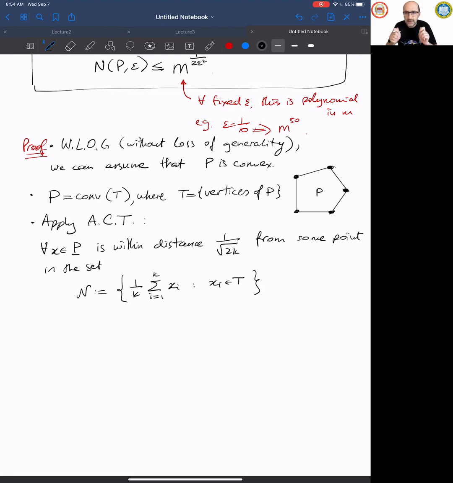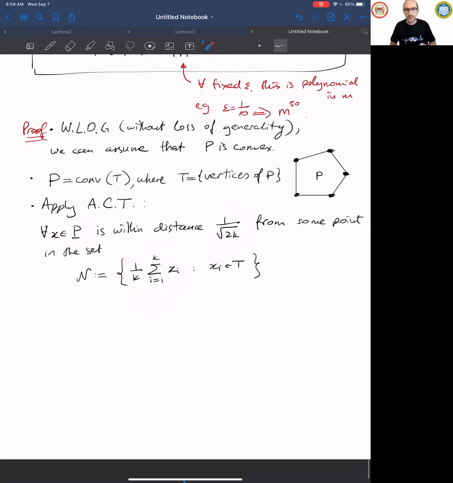Okay, I just wanted to restate the Approximate Carathéodory Theorem geometrically. I can approximate any point in the convex hull with this error by this point. That's all I did. Good.